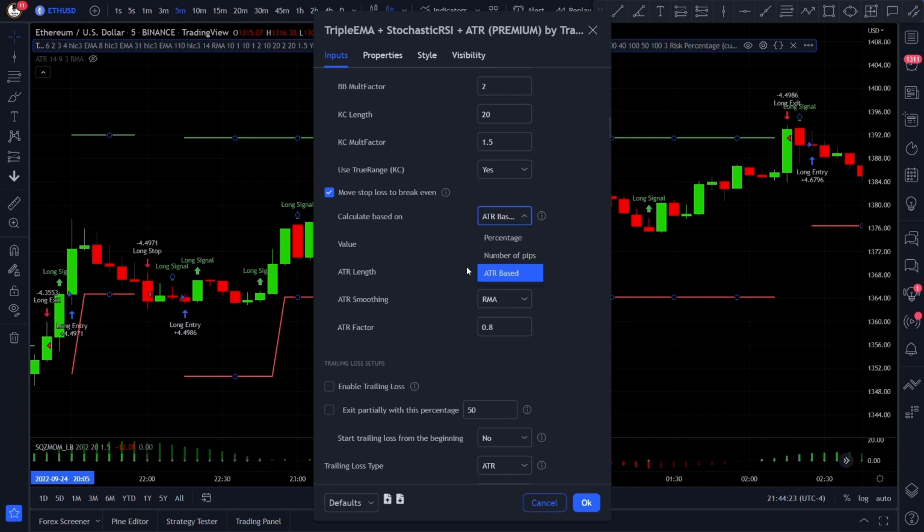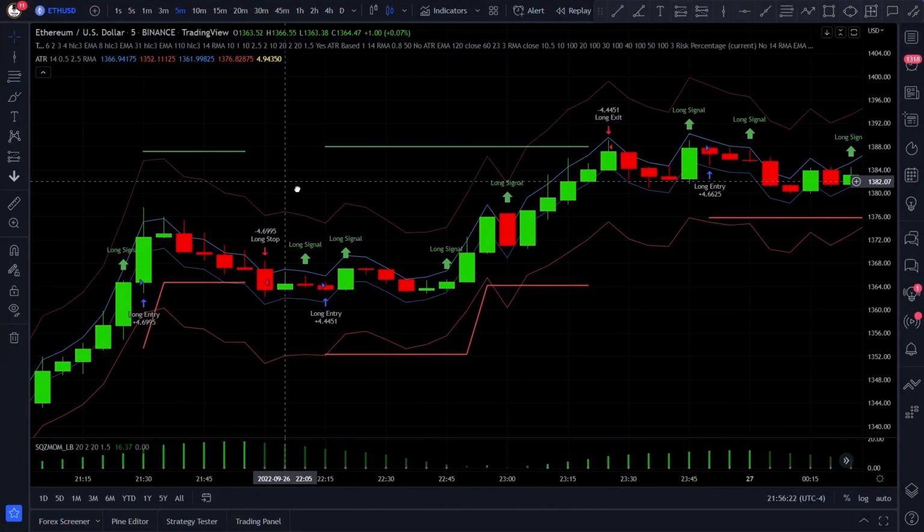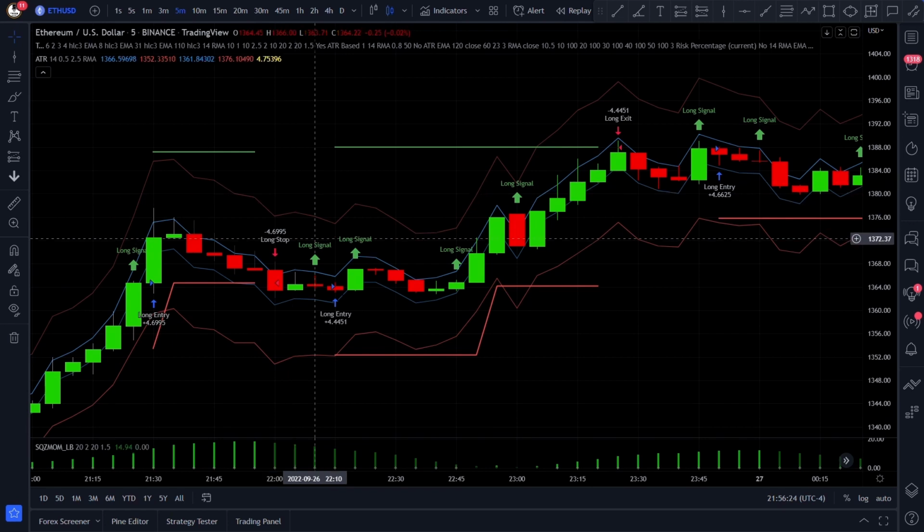So finally, to use the ATR-based move stop loss to break even function, first let's find at which ATR value we want to move our stop loss to break even. The way it works is a bit more complicated. As I mentioned earlier, the stop loss levels are based on the values of the signal candle. So at this trade, the lower red line under the long signal candle is the base for the stop loss level. The calculation for the move to break even function is based on the values given on this signal candle.